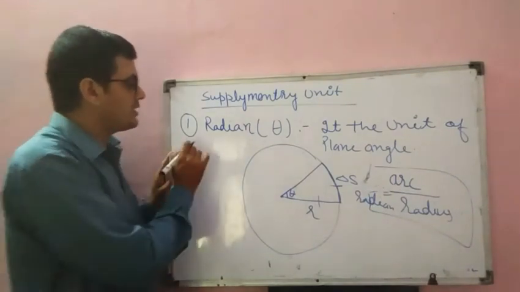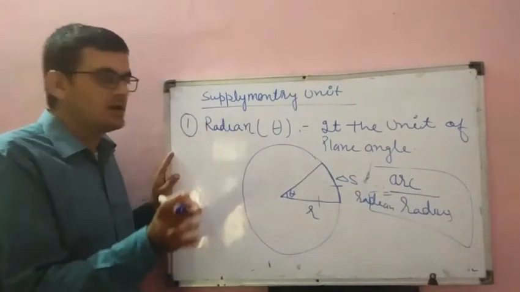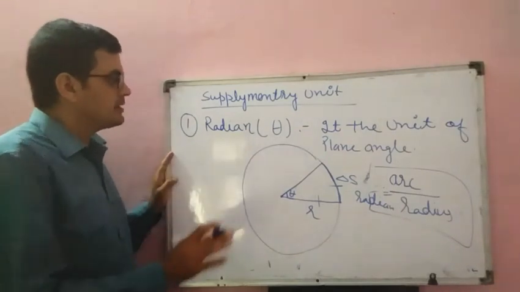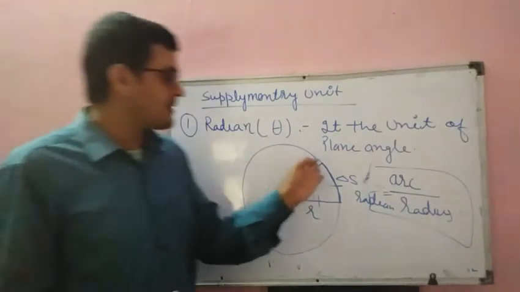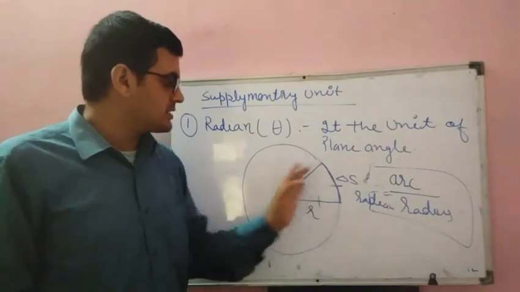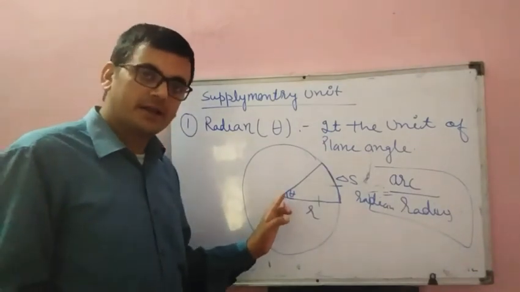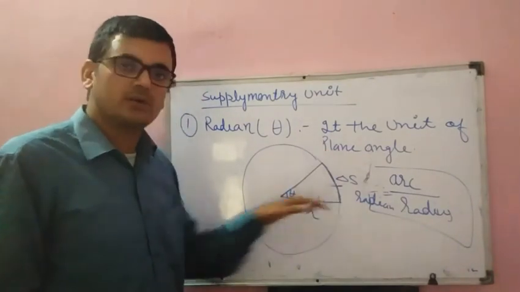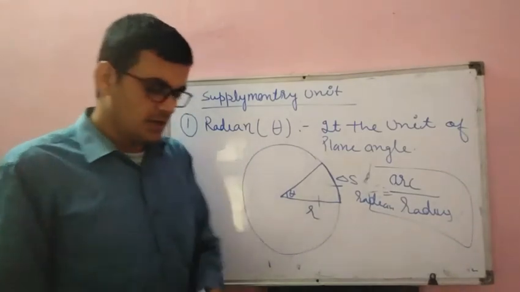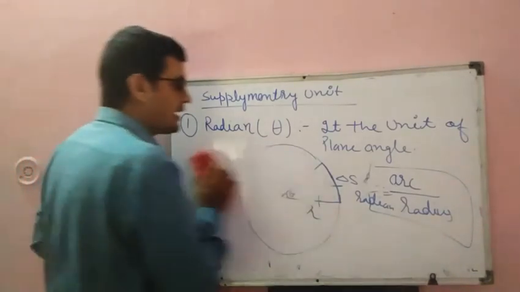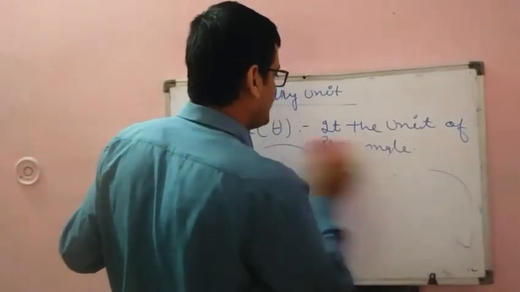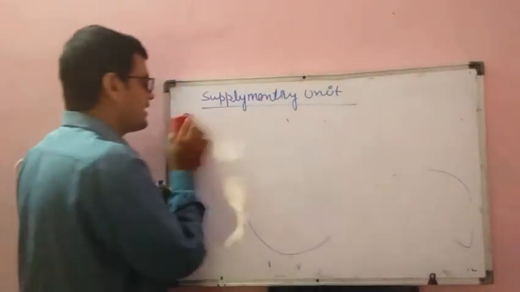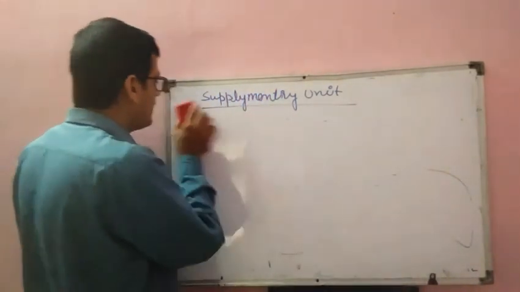So I think you all got the definition of the radian. The definition of radian is the angle subtended by the arc at the center of the circle when its length is equal to the radius of the circle. So students, we have a second unit, that is the steradian.